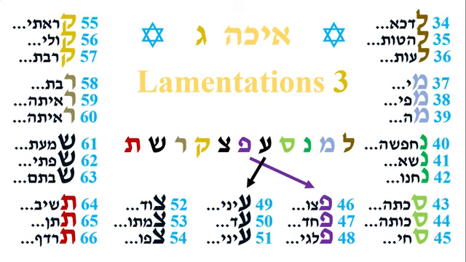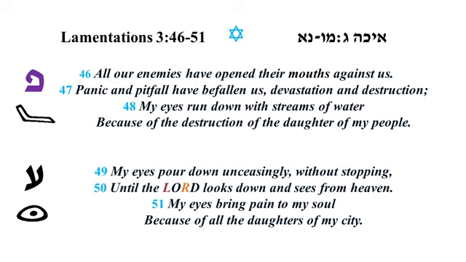Interesting. Well, let's look at the verses. Lamentations 46. All our enemies have opened their mouths against us. Panic and pitfall have befallen us, devastation and destruction. My eyes run down with streams of water because of the destruction of the daughter of my people. 49. My eyes pour down unceasingly without stopping until the Lord looks down and sees from heaven. My eyes bring pain to my soul because of all the daughters of my city. Here again, the mouth comes before the eye. Yep, look how many times eyes show up.